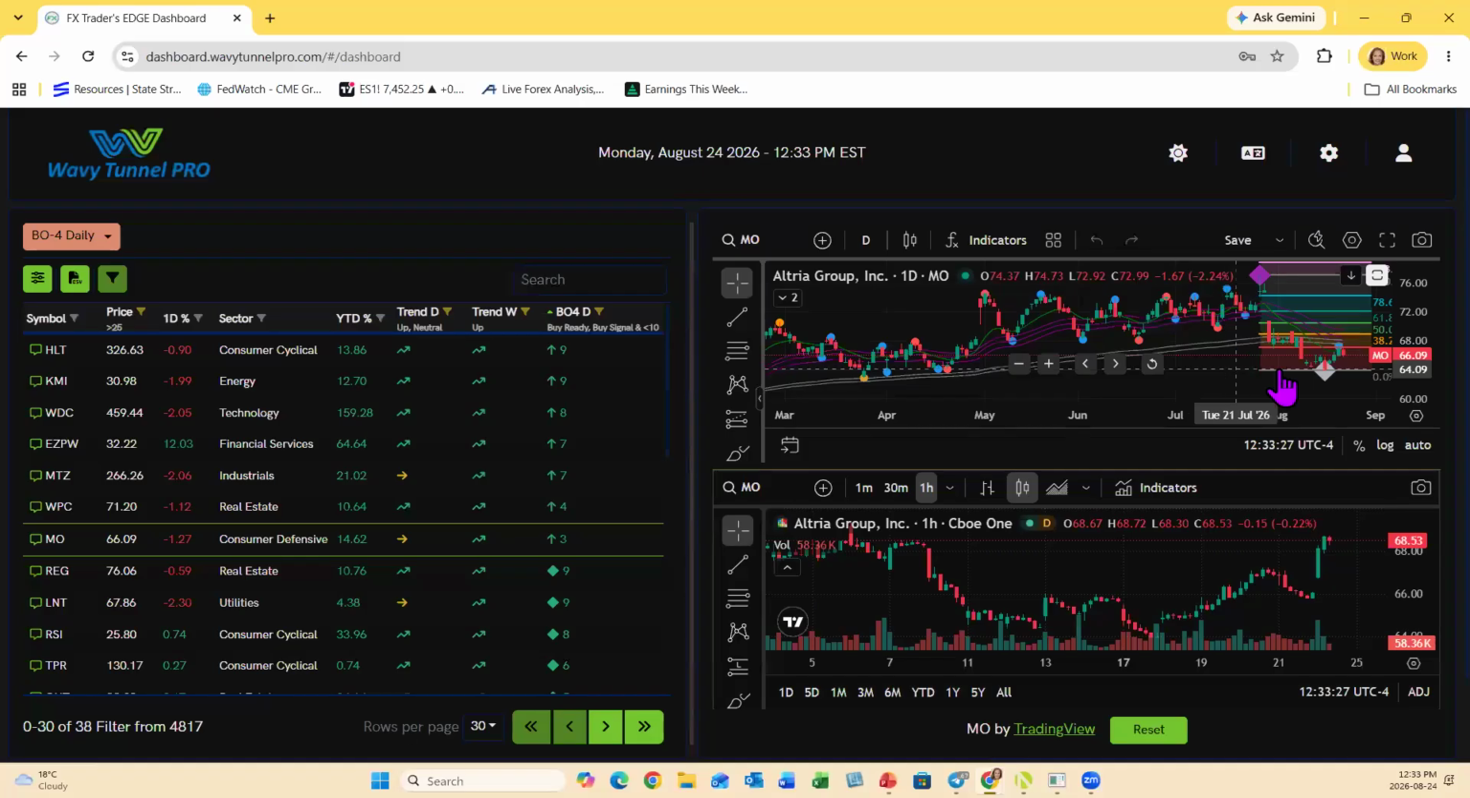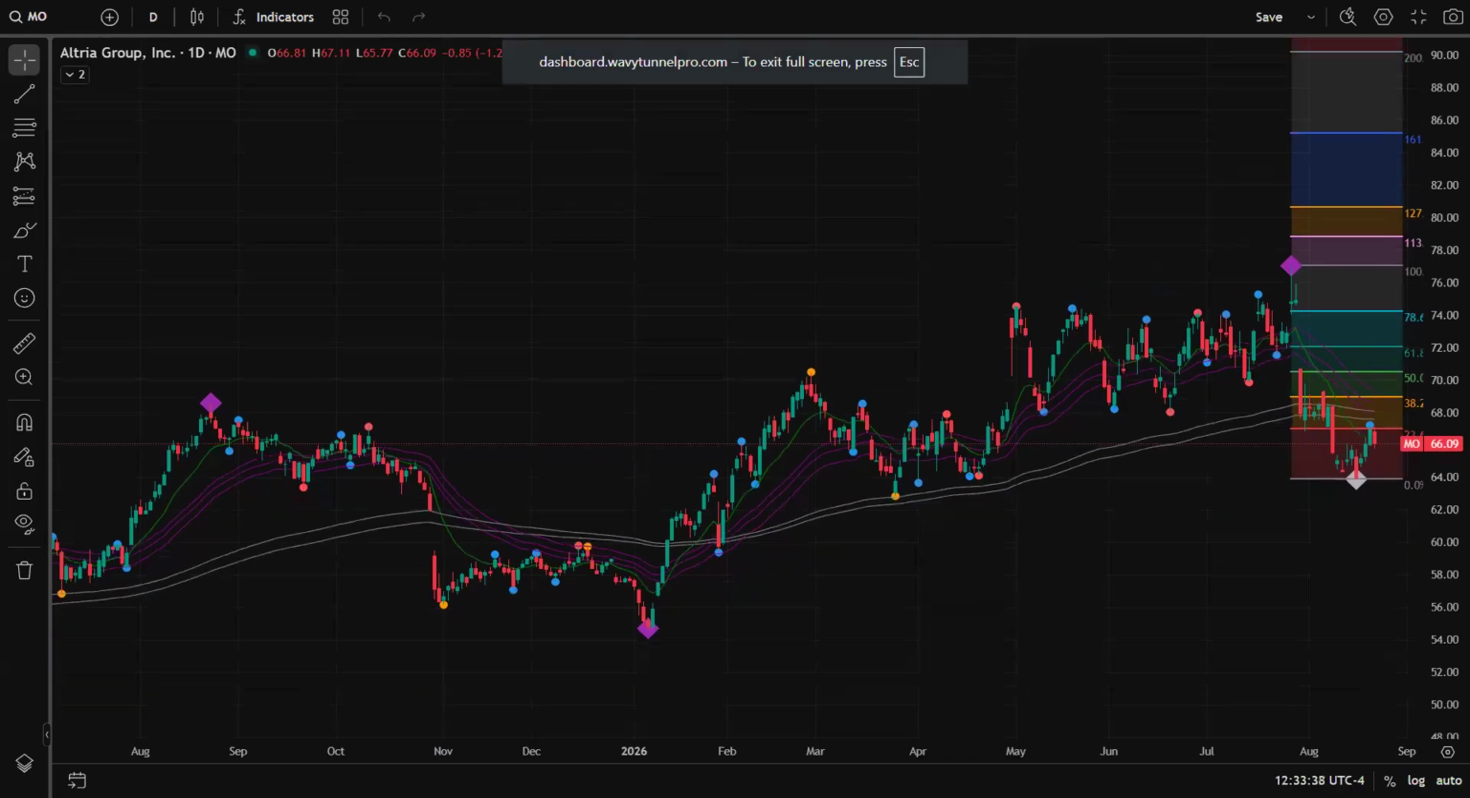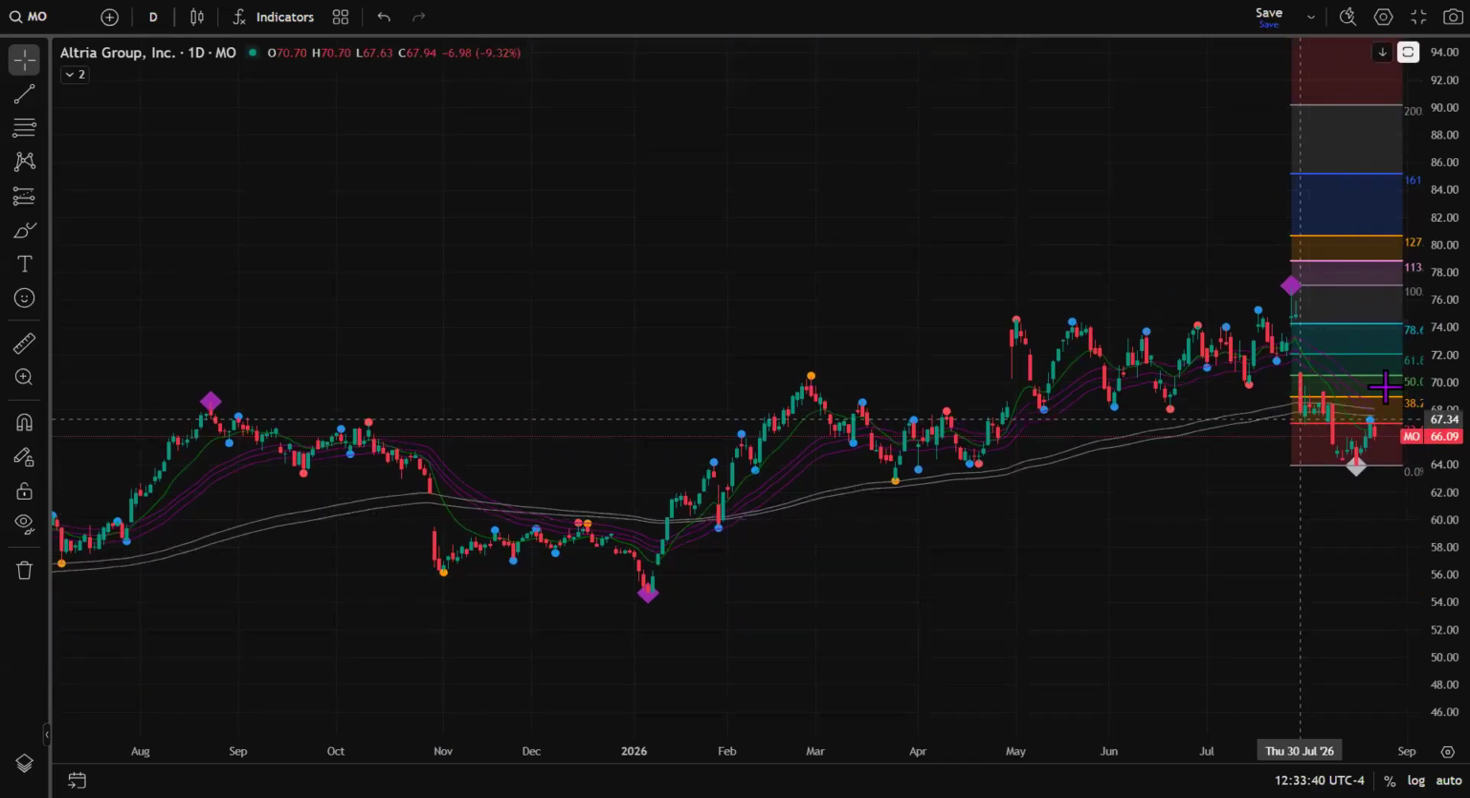So Altria Group, let me open this up. See, this is a little bit different, even though the daily is yellow arrow going across, meaning the wave is in the tunnel. It's not really trading below the tunnel. It's just the lower wave into the tunnel. So this is still a good candidate, maybe for some stability. I would put this on the watch list, not necessarily for a huge move higher, but maybe for some stability at these levels.